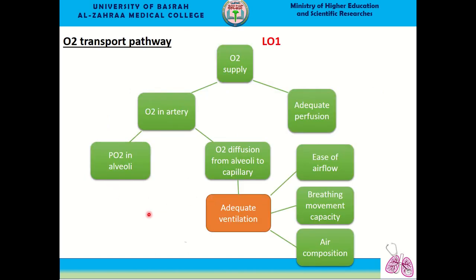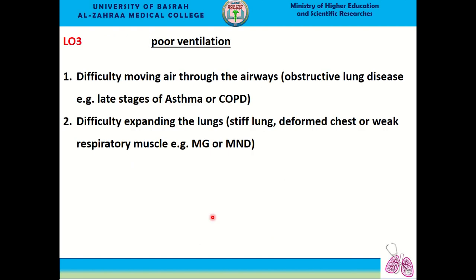And if we return back to the scheme, what are the causes of inadequate ventilation? So poor ventilation is either due to difficulty in movement of air through the airways, for example, in obstructive lung disease, in late stages of asthma or COPD, the movement of air through the airways because of bronchoconstriction is difficult, or it's due to difficulty in expansion of the lung.